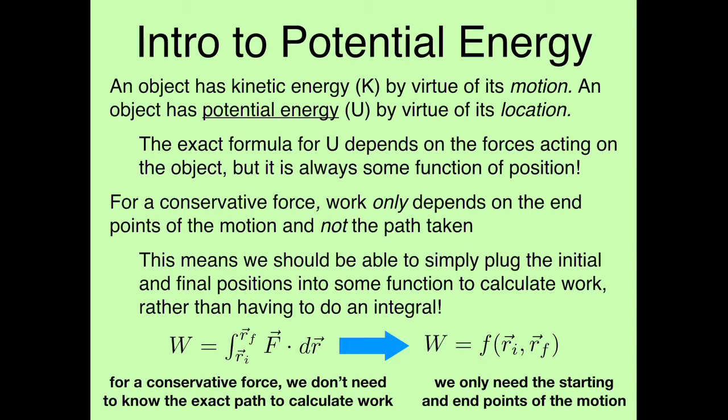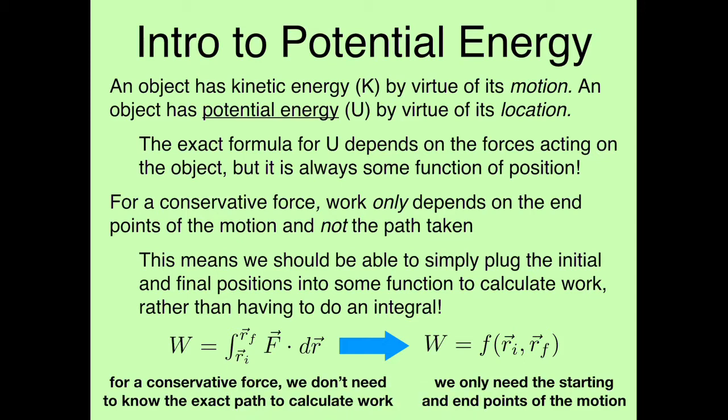On the other hand, potential energy is given by the variable uppercase U. And we say an object has potential energy by virtue of its location. So potential energy doesn't depend on how fast your object is moving. It depends on where your object is located. The exact formula for U is going to depend on some details, like the forces that are acting on the object. So it depends on the situation, but it's always some function of position. In other words, you plug in a position and you get out some potential energy. That's how this will work.